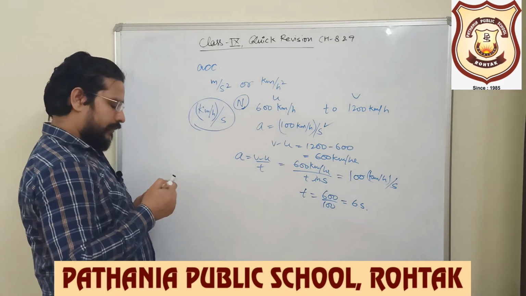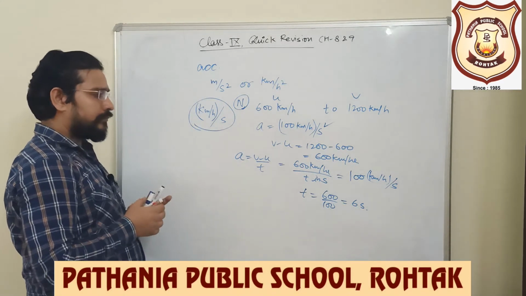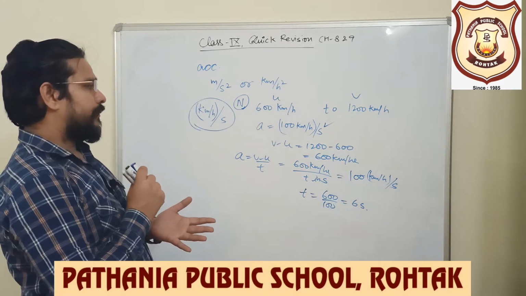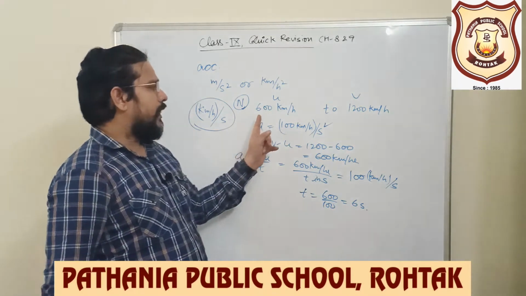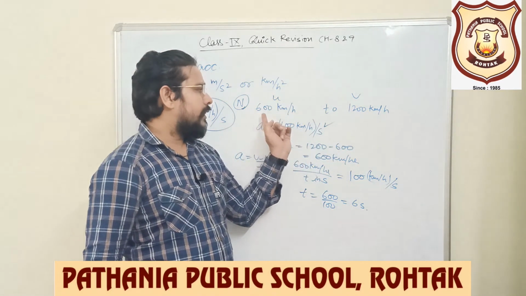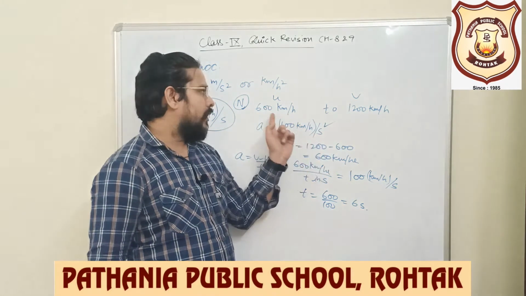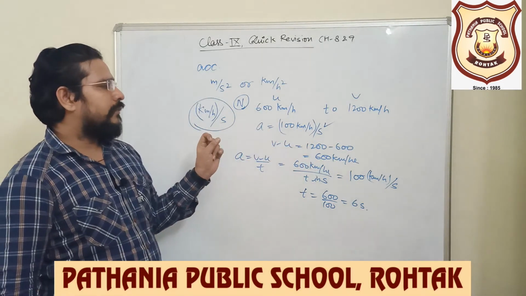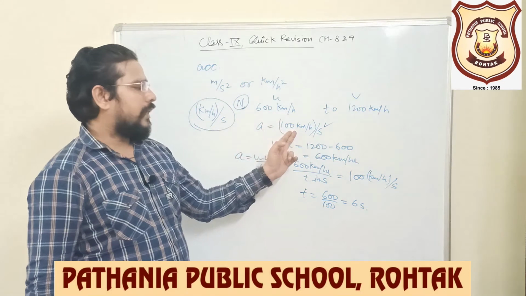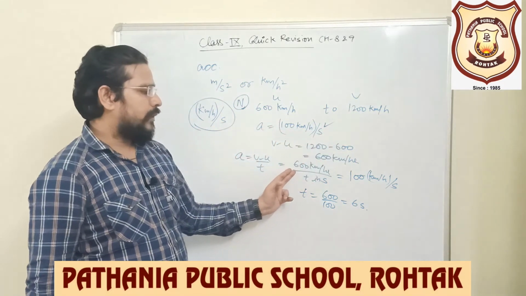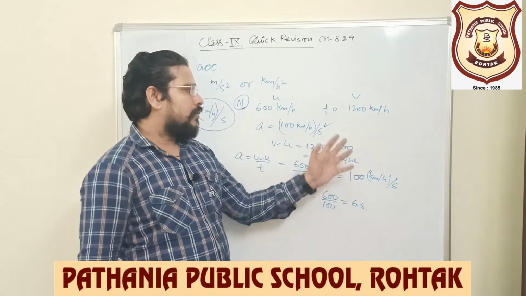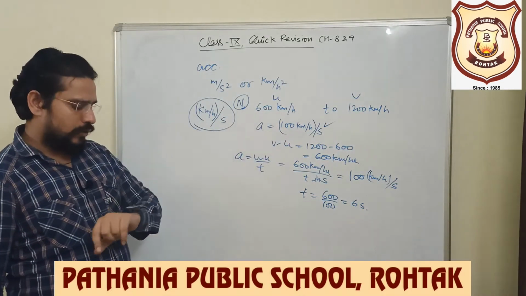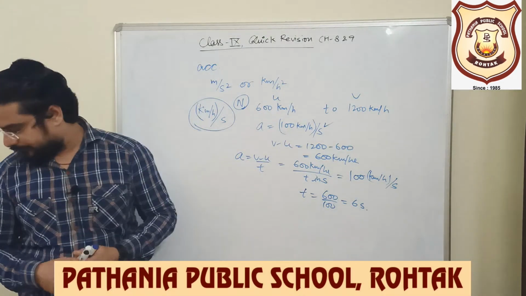Also, if you look at it with a simple concept, the change in speed is taking place at the rate of 100 km per hour per second. So 100 km per hour speed change हुई है 1 सेकंड में. तो by unitary method, if 100 km per hour is changing in 1 second, then 600 km per hour will change in 6 seconds. So it is just for checking your concept. Okay.